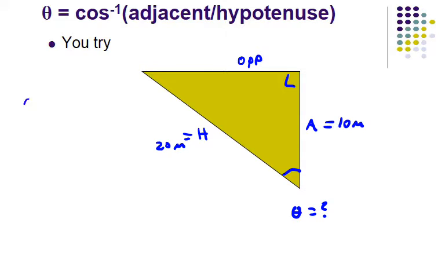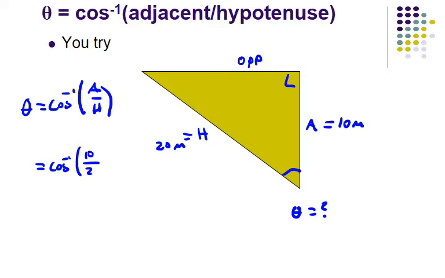Okay, so adjacent over the hypotenuse. Adjacent side 10 meters, hypotenuse 20. So the inverse cosine of 10 over 20 comes out to be 60 degrees. So that's the angle of this side.